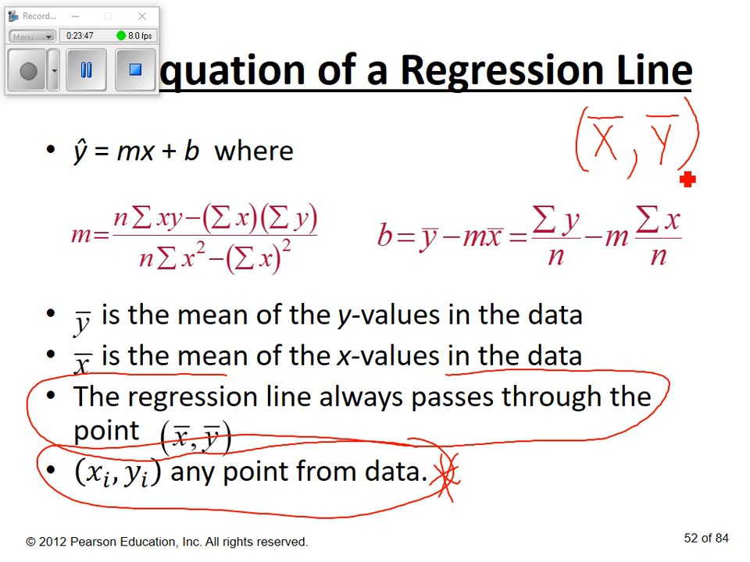So X bar is the mean of all the X's, Y bar is the mean of all the Y's in the sample. Again, you're probably not going to care much about all of this, because instead of us finding M and B and doing all this by hand, the calculator is going to do it for you.